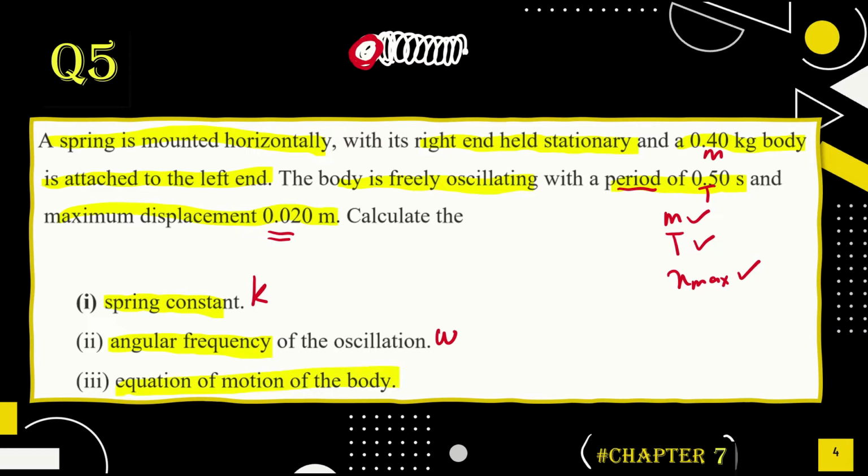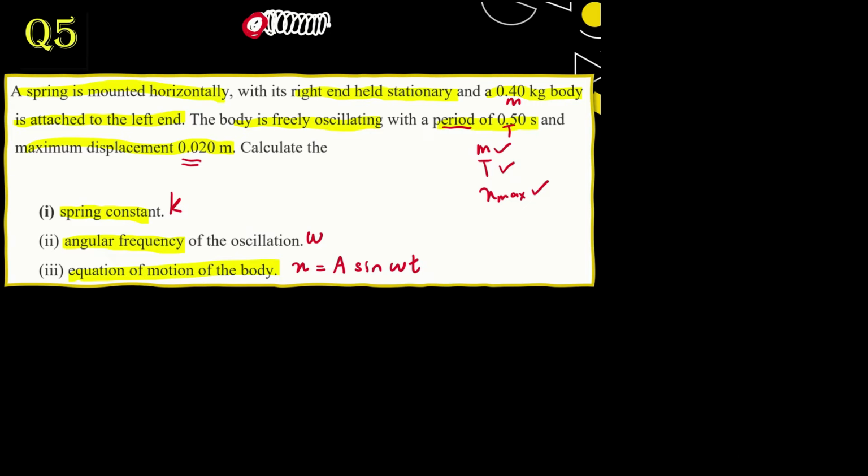And the last one, we're going to find out the equation for motion of the body, which means that we want to find out the equation of simple harmonic motion with the general form of x equal to A sine omega t. Let us find the spring constant k first.